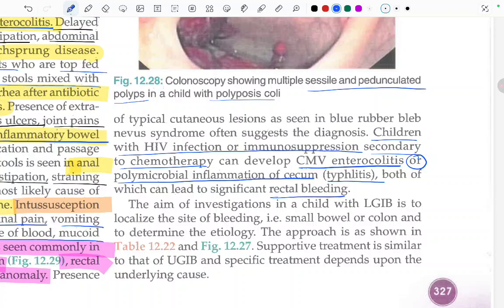The aim of investigation in a child with lower GI bleed is to localize the site of bleeding, that is small bowel or the colon, and to determine the etiology. The approach is as shown in the table and figure 12.27. Supportive treatment is similar to that of upper GI bleed, and specific treatment depends upon the underlying cause. Fine.